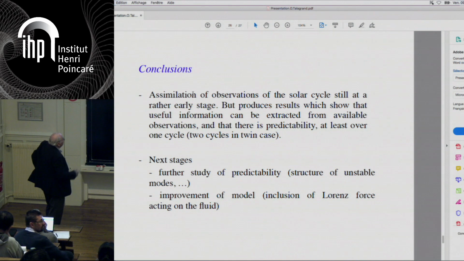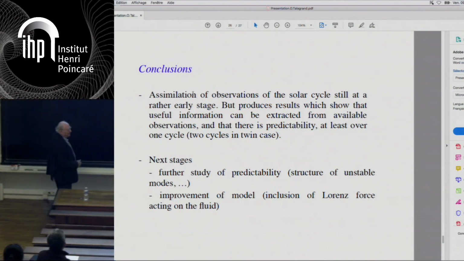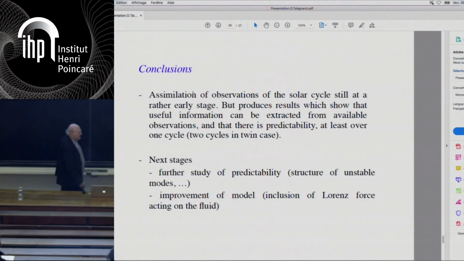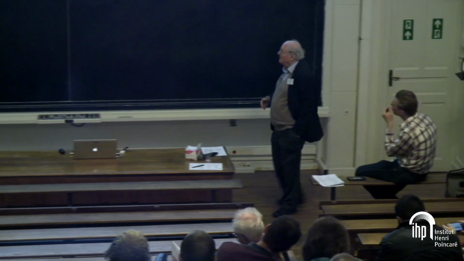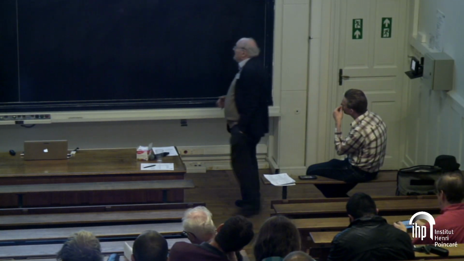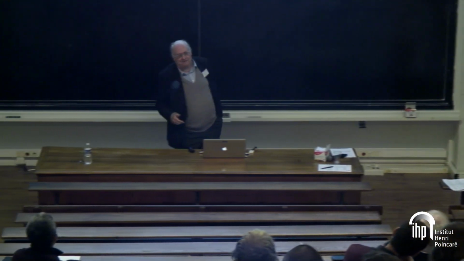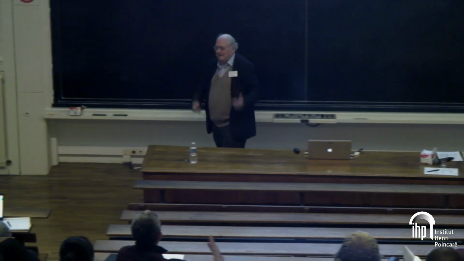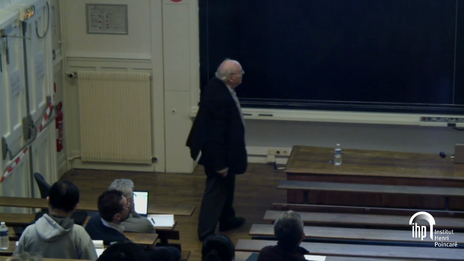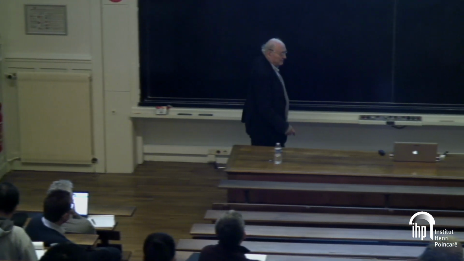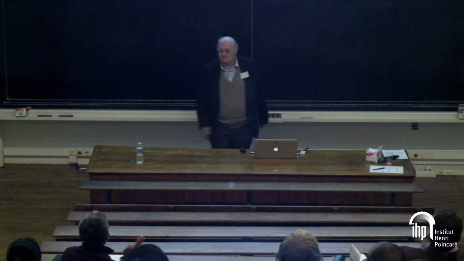Next stage, well, further study of predictability, the structure of the unstable modes in the model. We know that the dominant Lyapunov exponent corresponds to about one cycle period, about 11 years. And improvement of the model, of course, inclusion of the Lorentz force, so that there is a coupled magnetic field and velocity evolution. Okay, well, that's all. Thank you.